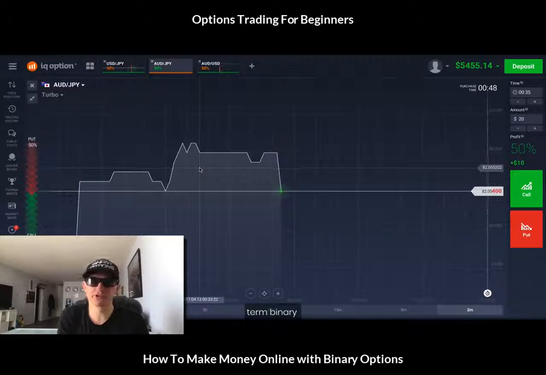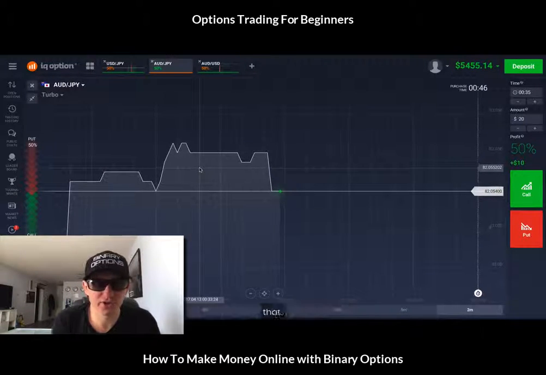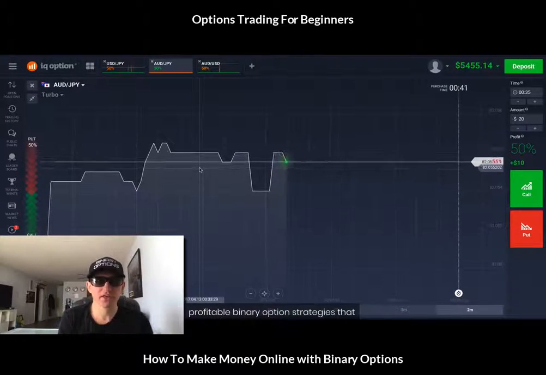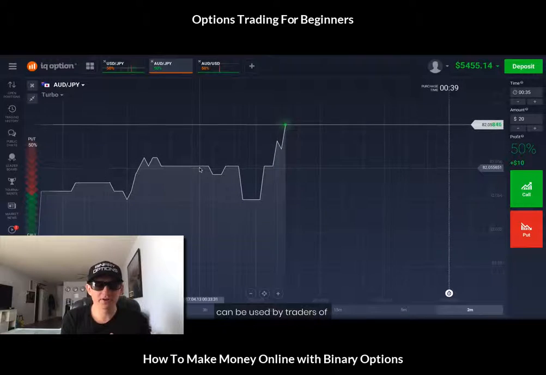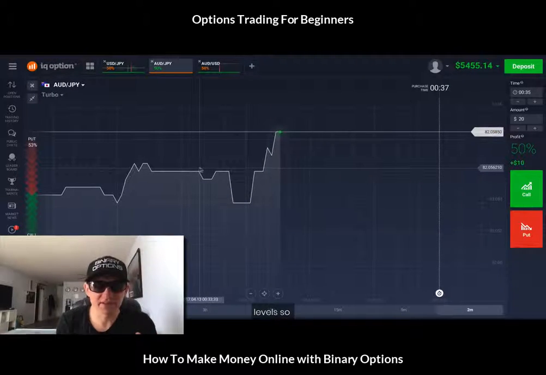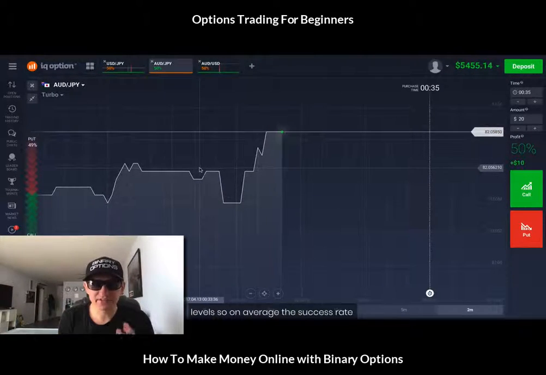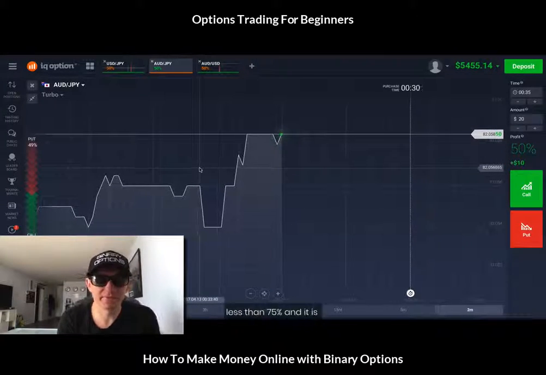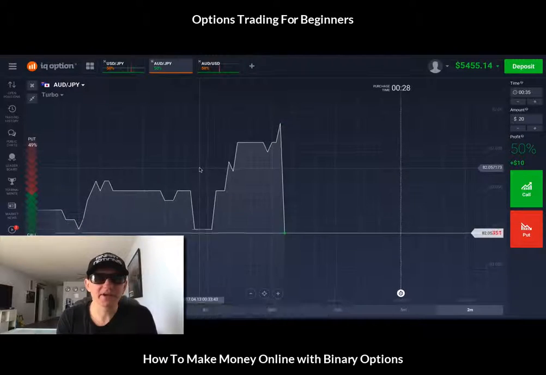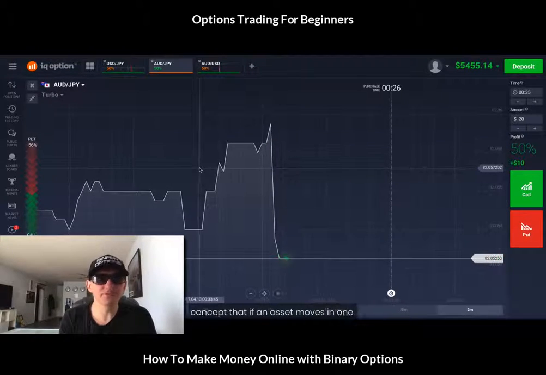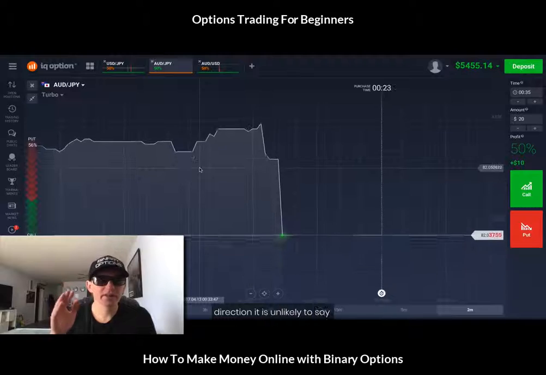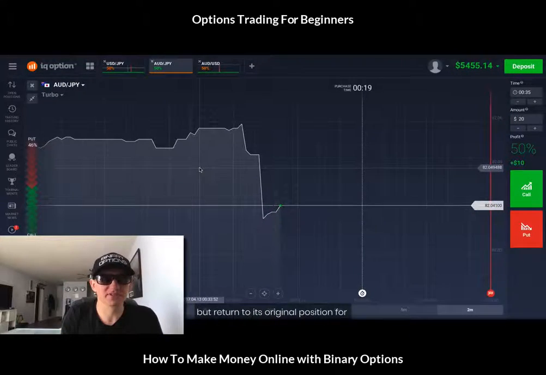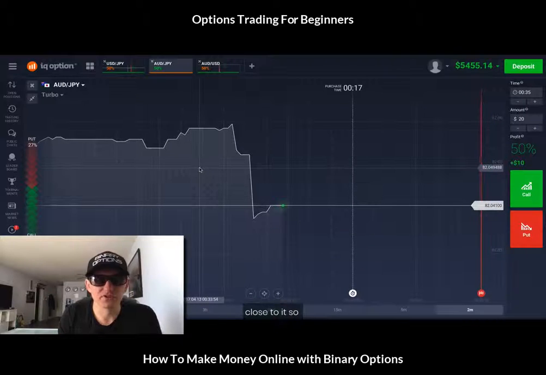It's a short-term binary options reversal strategy that is one of the most successful and profitable binary option strategies that can be used by traders of all experience levels. On average, the success rate associated with this strategy is not less than 75%. And it is based on the concept that if an asset moves in one direction, it is unlikely to stay at the peak but return to its original position or close to it.